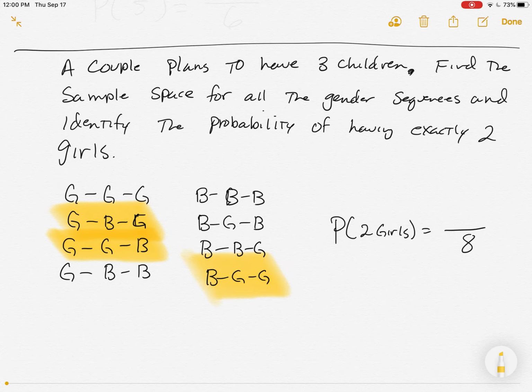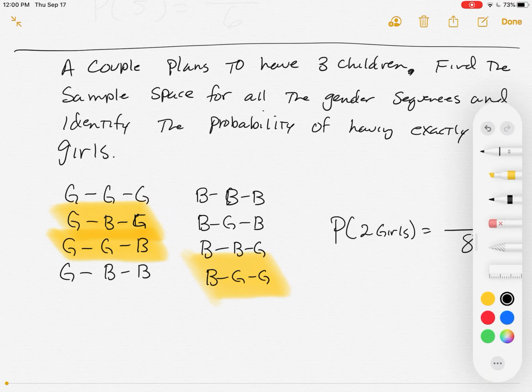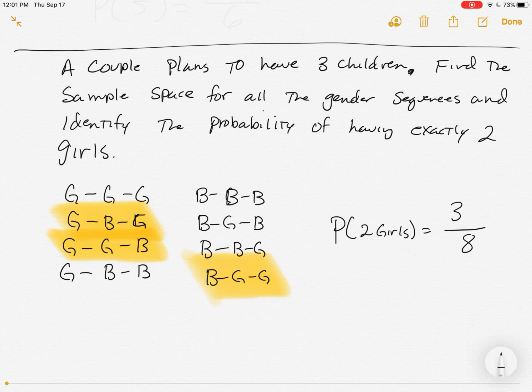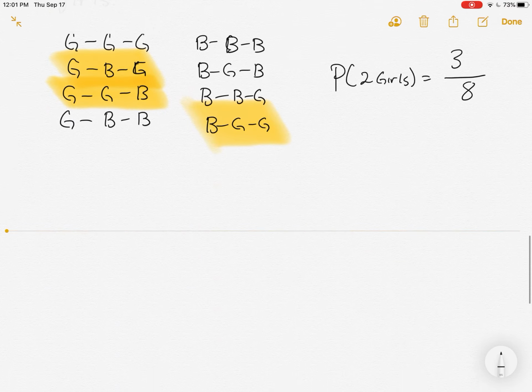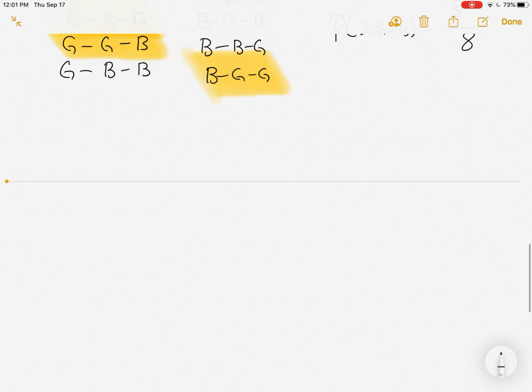Everything else that's not highlighted has either more or less than 2 girls. And so what am I looking at? I'm looking at 3 combinations out of 8. And that's how I get that probability. And so in some of the questions, you're going to have to create the sample space so that you understand the situation better.